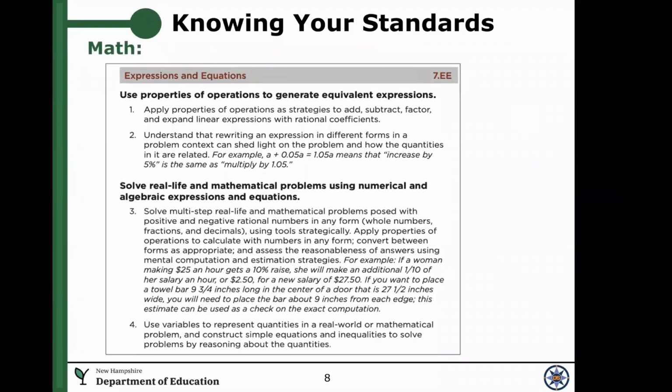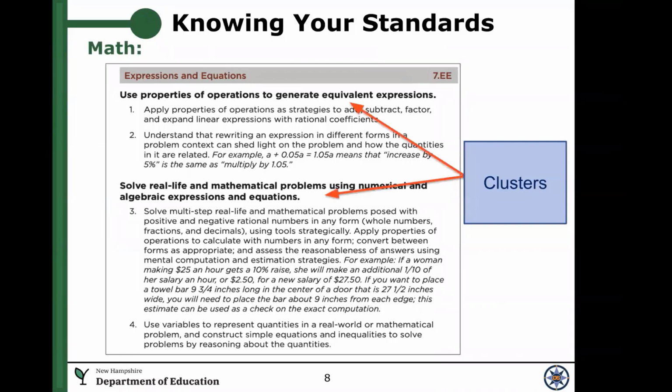As we start looking at specific domains or specific reporting categories, within those categories, we have what are called clusters of standards. So for expressions and equations, this is showing on the screen two clusters of standards. One is use properties of operations to generate equivalent expressions, and the other one is solve real life mathematical problems using numerical and algebraic expressions and equations. So those are clusters of standards. And then within that, you have your individual standards. So each one of these has a couple of standards underneath them.